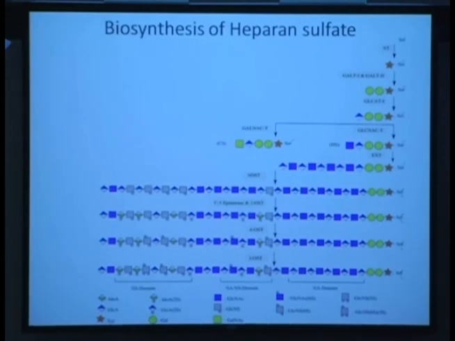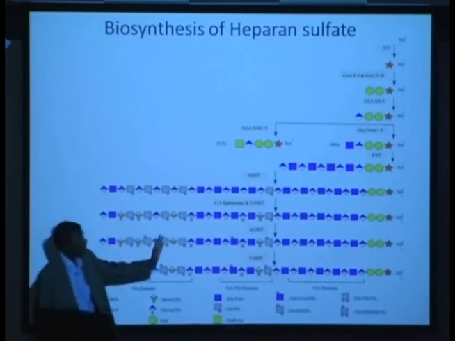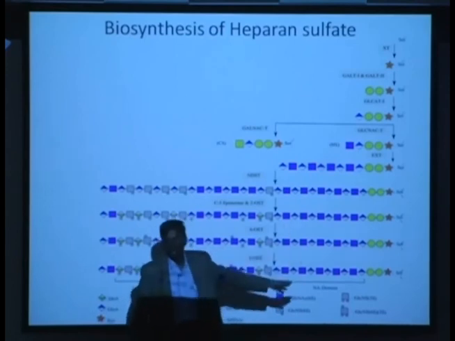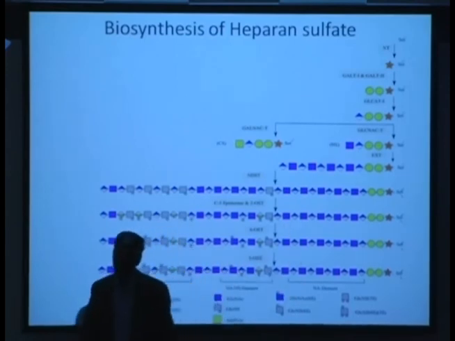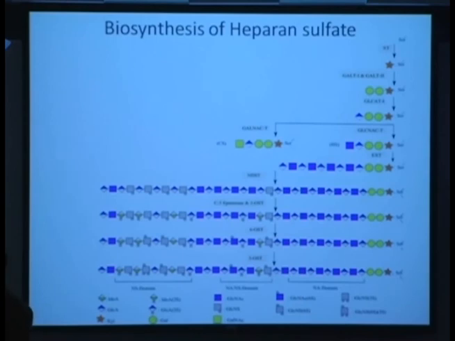But what is known is that NS domains are more predominantly found towards the chain terminal, and NA domains are found more predominantly towards xylose, like more towards the linkage region. That much I can tell. But what is happening in between, and how much is conserved or not conserved, is not known.